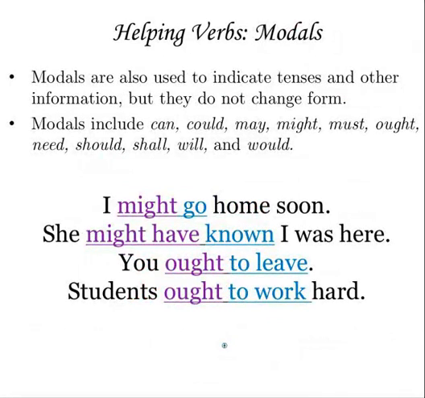Now modals are a little bit different. Modals are also used to indicate tenses and other information that we'll get to in a moment, but they do not change form. They always look the same. Modals include can, could, may, might, must, ought, need, should, shall, will, and would. So, I might go home soon. Present tense. She might have known. Present perfect tense.